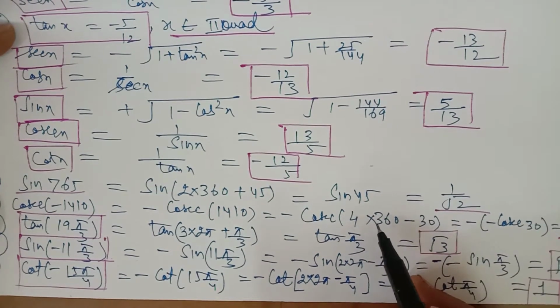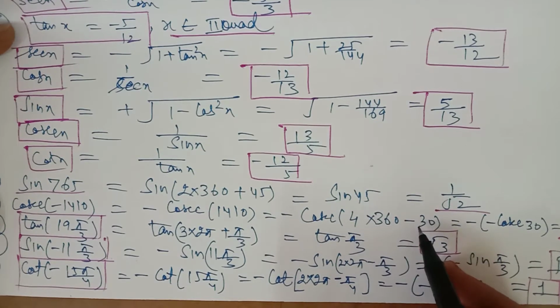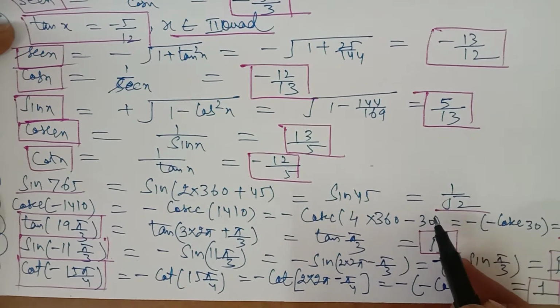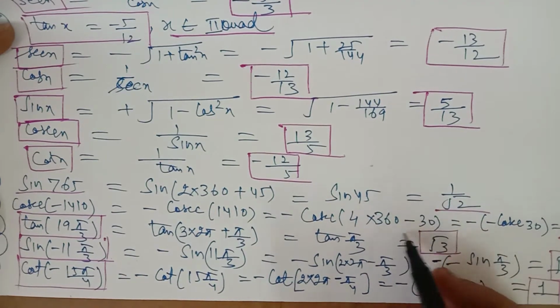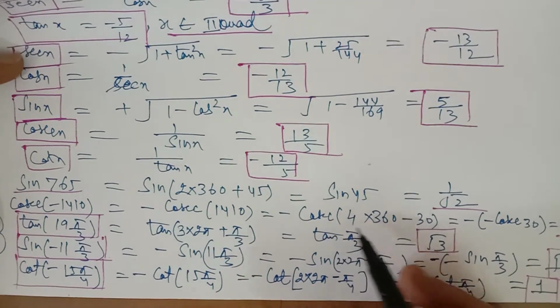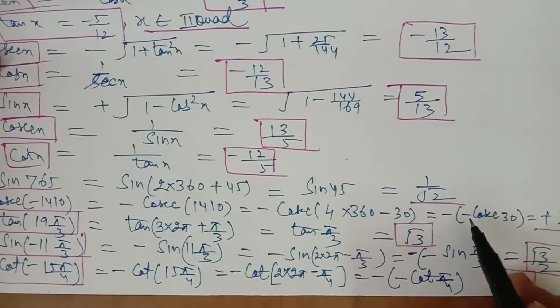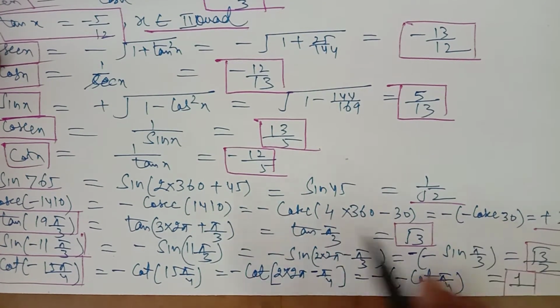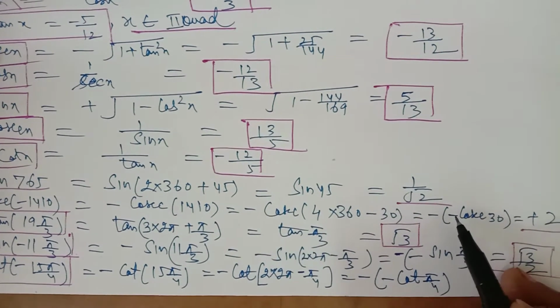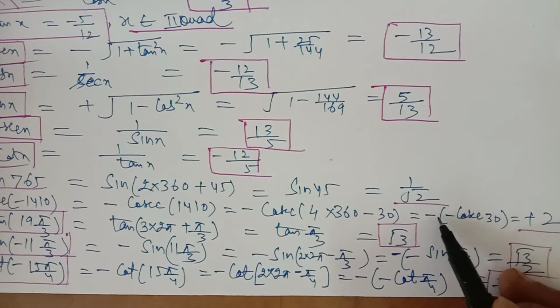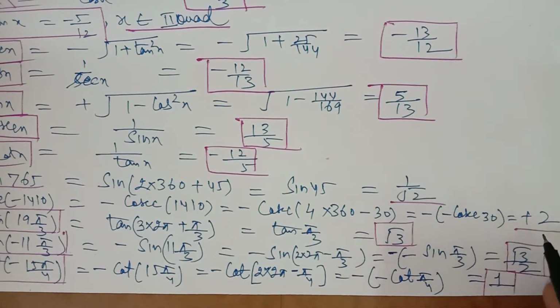So see the break of this angle. 1410, we can write as 360 into 4 minus 30. Now 360 minus 30 means it is the fourth quadrant. In the fourth quadrant, cosec is negative. This negative sign is already there. For 360 minus theta, cosec is again negative. So put one more negative sign, minus minus is positive, and cosec 30 is 2.